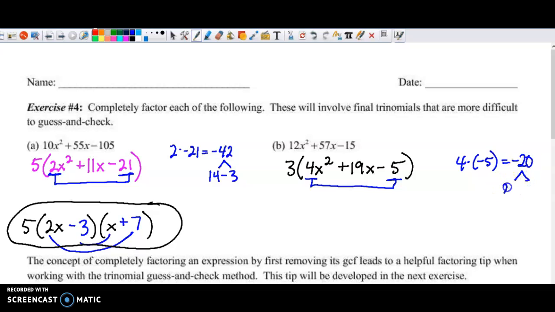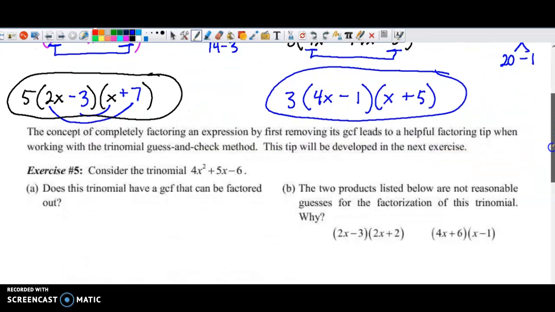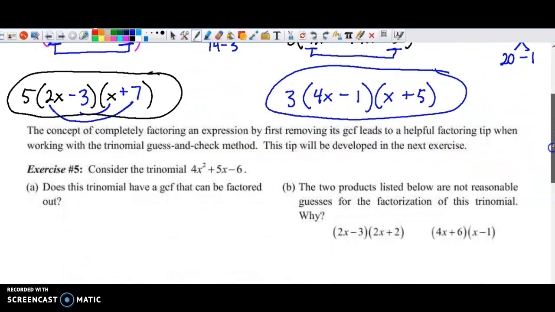So I just have to do 20 minus 1. Well, that's going to be pretty easy for me because the only way to get 20 would be if I did 4x times 5 and then minus 1. And again, you can double check my work. Maybe as we progress, I'll show you other shortcuts to doing this.